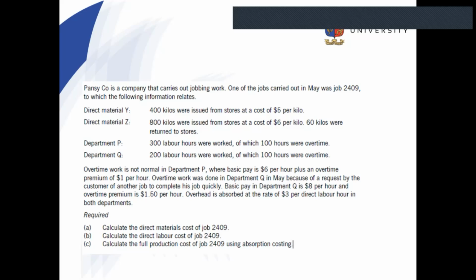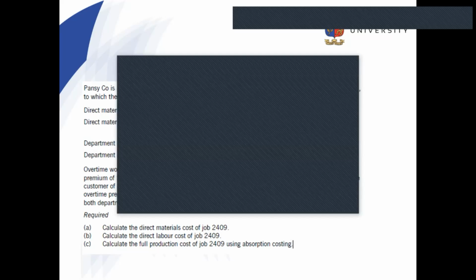Okay, you take a note. So going back to the question, the overtime work is not normal in department P. I'm trying to understand what that term wants to tell us. Overtime is not normal in department P, where basic pay is $6 per hour plus an overtime premium of $1 per hour. Definitely the overtime is out because overtime is overhead. So overtime work, we charge it. That one is for sure.